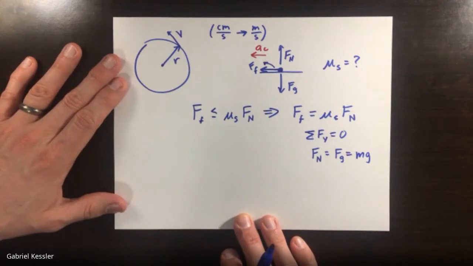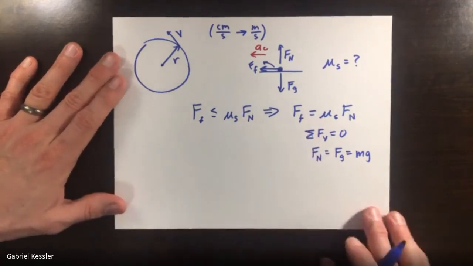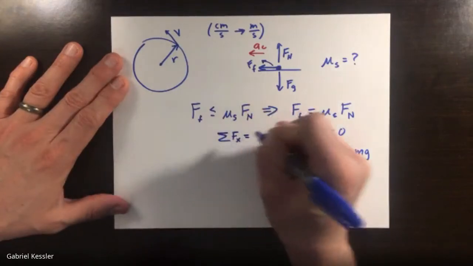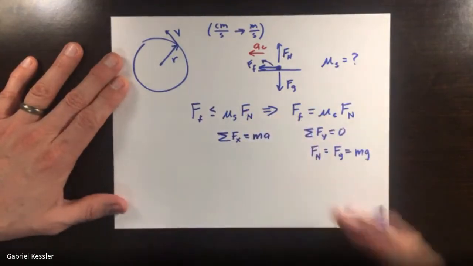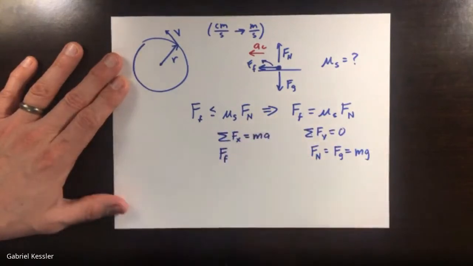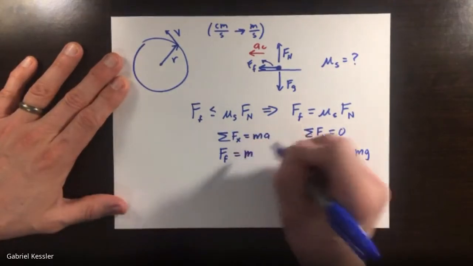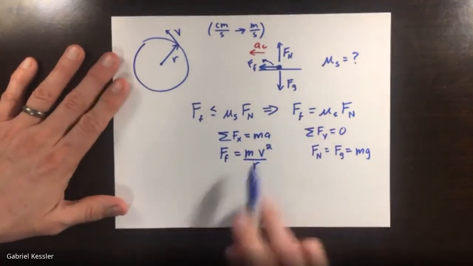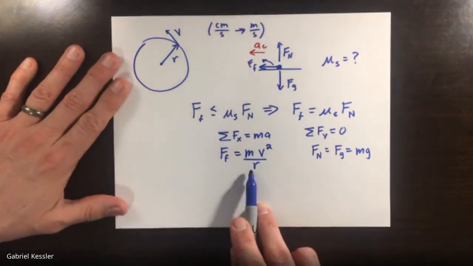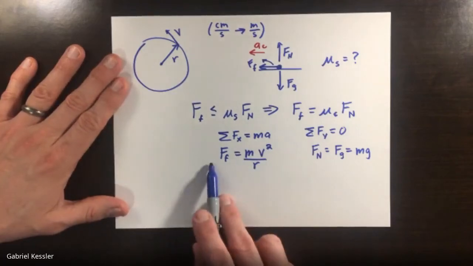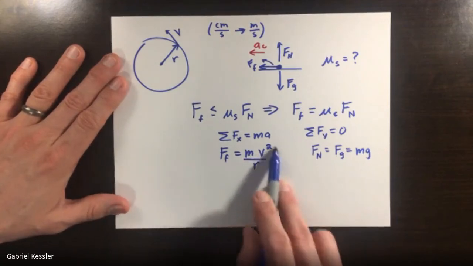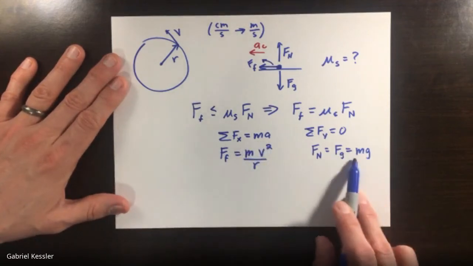All right, so next part is the force of friction. If you look in the horizontal direction, net force in the horizontal direction equals mass times acceleration. The force of friction is the only horizontal force. That equals the mass times the speed squared over the radius. The speed and the radius are given. What is not given is the mass. We don't know the mass of the coin. But we do know the force of friction is equal to this equation, and the normal force is equal to this equation.